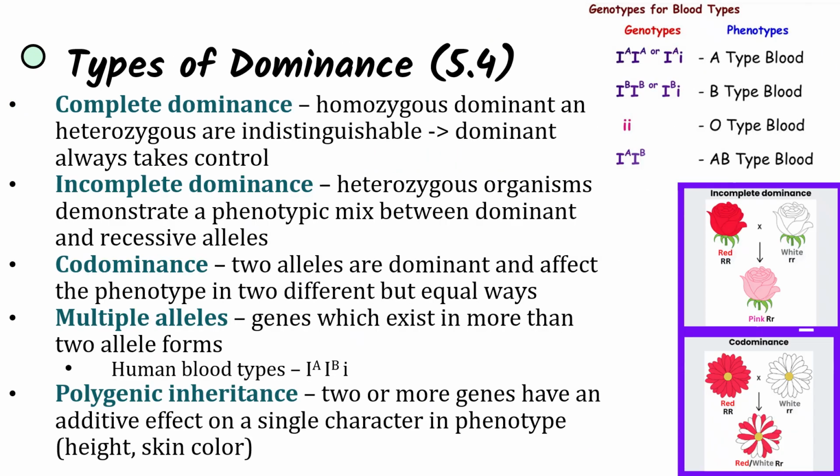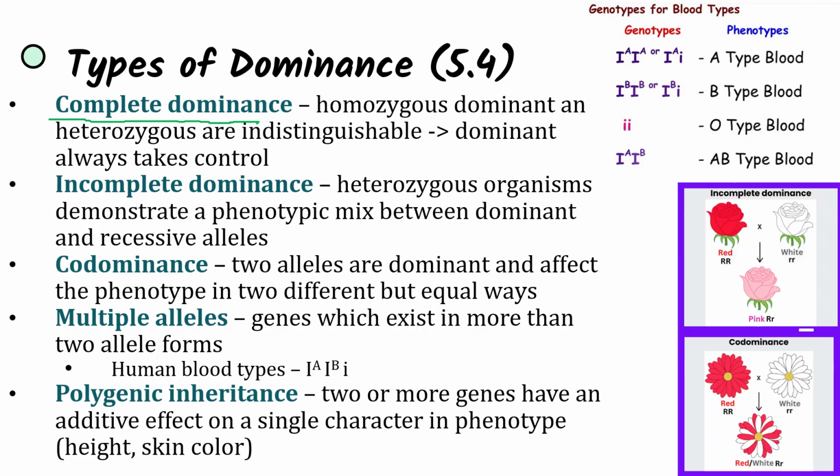However, Mendelian genetics are not the only patterns of inheritance seen in nature. They're sort of the simplest versions of inheritance. So when we looked at Mendelian genetics, we were discussing complete dominance, where the homozygous dominant and heterozygous are completely indistinguishable. The dominant allele is always going to be taking control there. It has complete dominance over the recessive allele. However, these aren't the only forms of dominance.